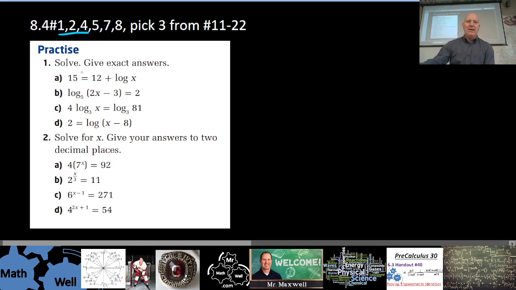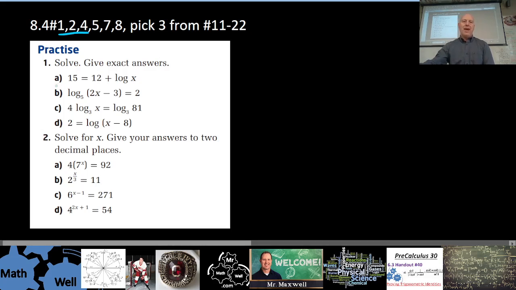So 1a says solve, give exact answers. Exact answers are not rounded off decimals. That's what that means, okay? So if you have an answer that's log 4, then you just leave it as log 4. Don't write it as a decimal or such.